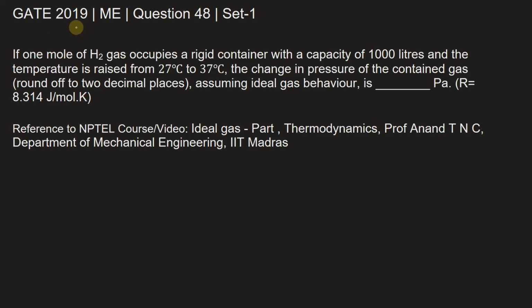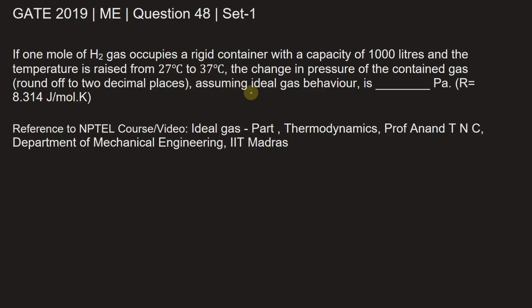This question is from the GATE Mechanical Engineering paper of 2019. This is question number 48 of set 1. The question is, if 1 mole of hydrogen gas occupies a rigid container with a capacity of 1000 liters and the temperature is raised from 27 degrees Celsius to 37 degrees Celsius, the change in pressure of the contained gas, rounded off to 2 decimal places and assuming ideal gas behavior, in pascals is, and also the value of the universal gas constant is given here.